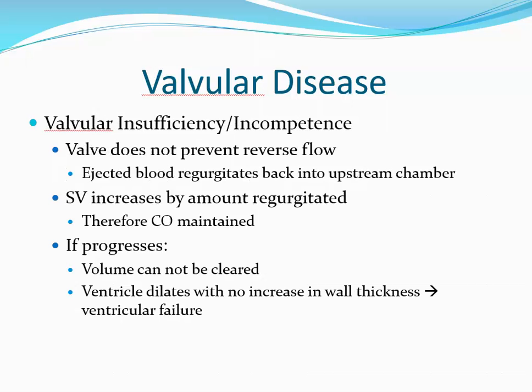The other type of valvular disorder is insufficiency or incompetence. Now the valve does not prevent reverse flow. The ejected blood regurgitates or leaks back into the upstream chamber. The stroke volume will try to increase by the amount regurgitated in an attempt to maintain cardiac output. However, if it continues to progress, this volume can no longer be cleared, and you often see the ventricle dilate with no increase in wall thickness, and this will result in ventricular failure.